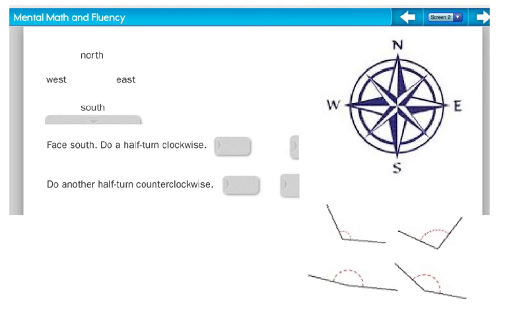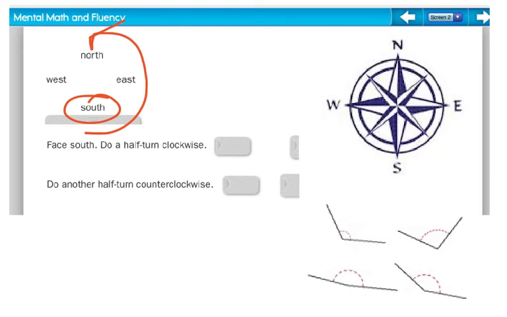All right, this time face south. I want you to do a half turn clockwise. Clockwise. Which way are you facing? You moved this way, and you are now facing north. All right, let's try again. Facing south. Do a half turn counterclockwise. Counterclockwise. This time you'd be going this direction and you'd be facing north again.